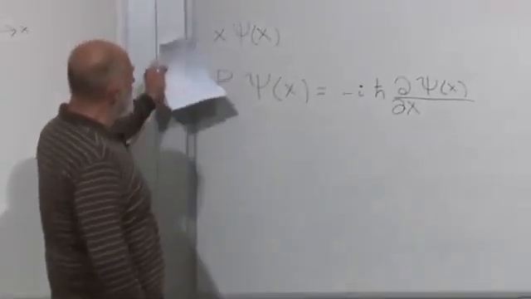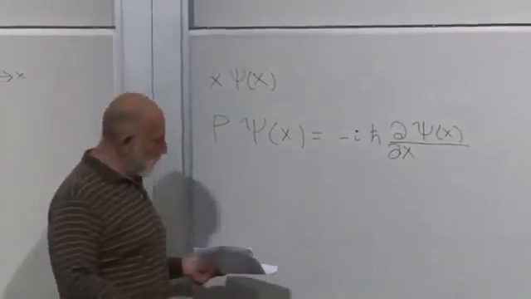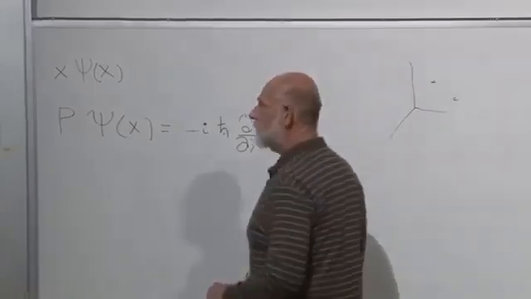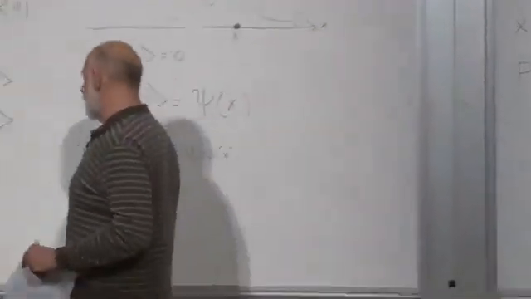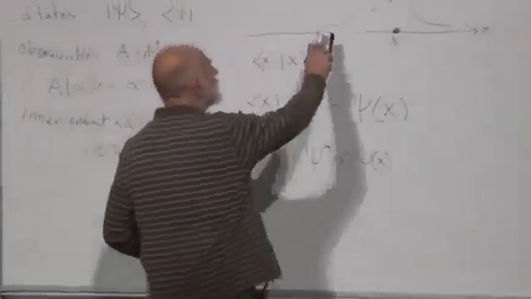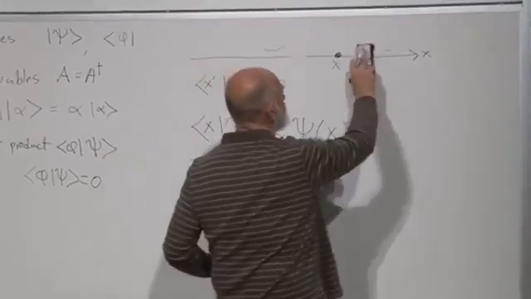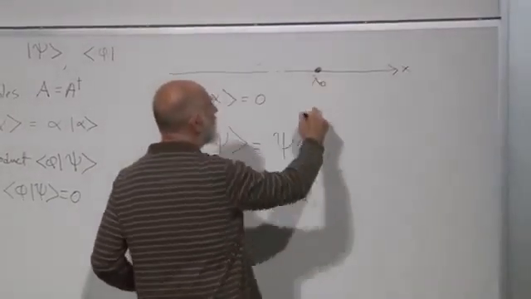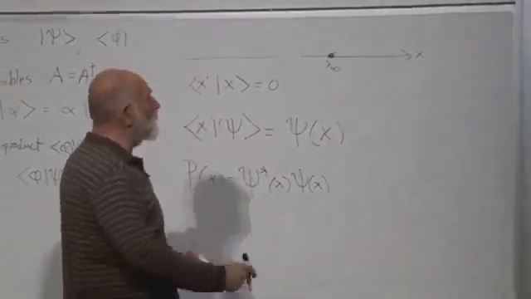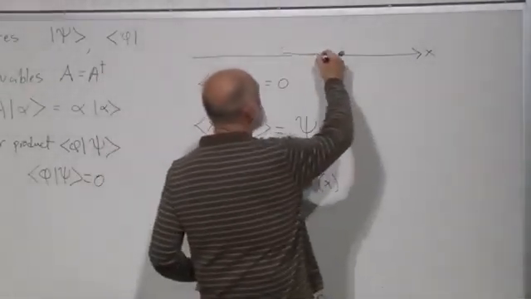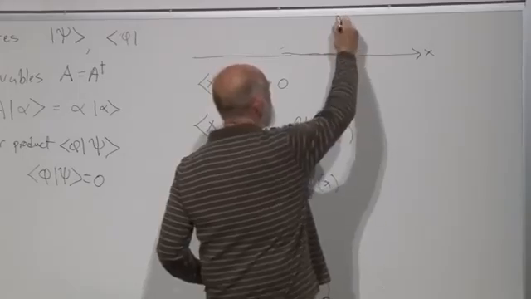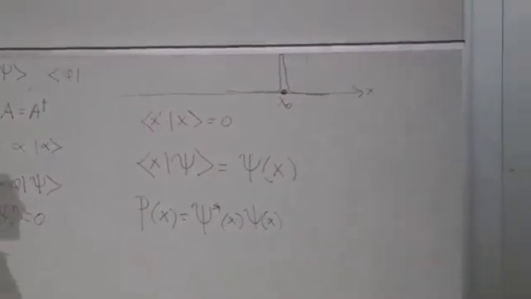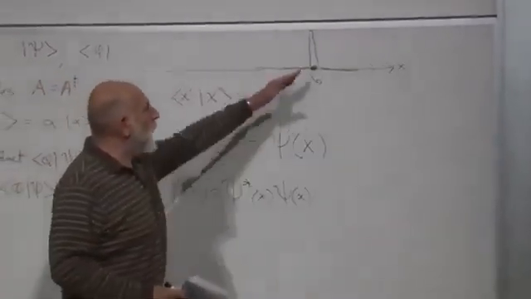The eigenvectors of position are Dirac delta functions. They are functions which are zero everywhere except at the eigenvalue position. In other words, the eigenvector representing a particle known to be at x naught is a function which is zero everywhere except at x naught, where it's very high and very narrow. Let's not worry about its precise mathematical definition. It's called a Dirac delta function.